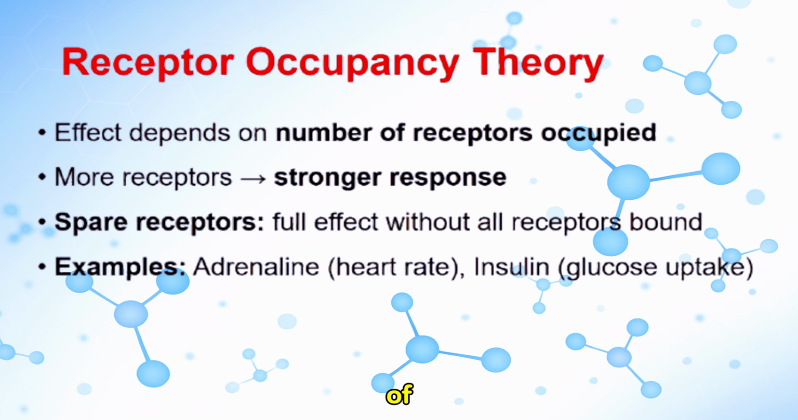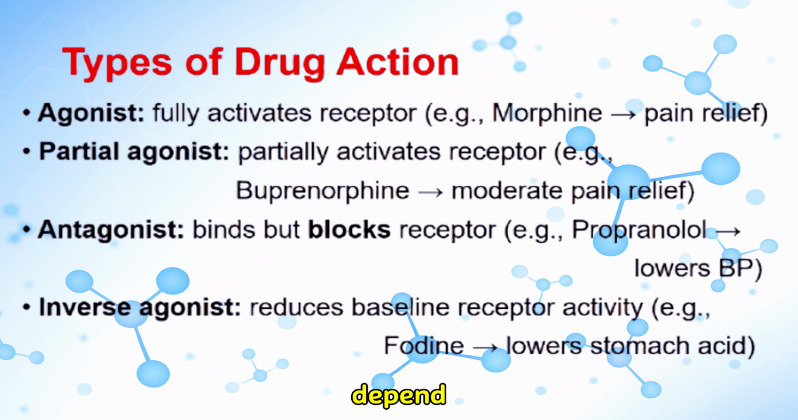Different levels of receptor activation. Not all drugs behave the same after they bind to a receptor. Their effects depend on how much activity they produce once they are bound. There are four main types of drug action. Agonists. These bind to receptors and fully activate them. Example, morphine binds to opioid receptors in the brain and spinal cord. It relieves pain by producing a strong response.